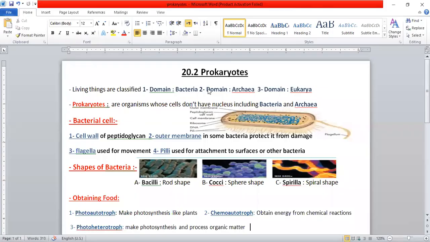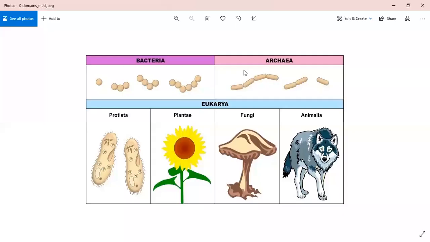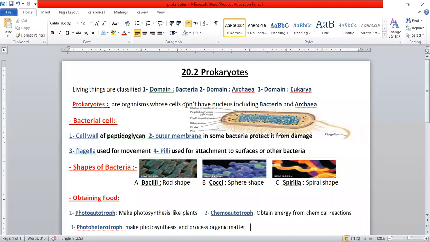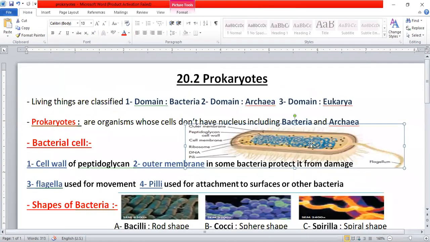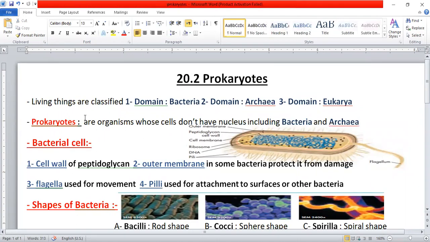So, as we see here, the prokaryotes include bacteria and archaea. What are prokaryotes? They are organisms whose cells do not have a nucleus. Okay. Bacteria and archaea are prokaryotes, and as you see in this picture, the cell contains no nucleus. The DNA is found in the cytoplasm. Okay, this is the meaning of the word prokaryotes.